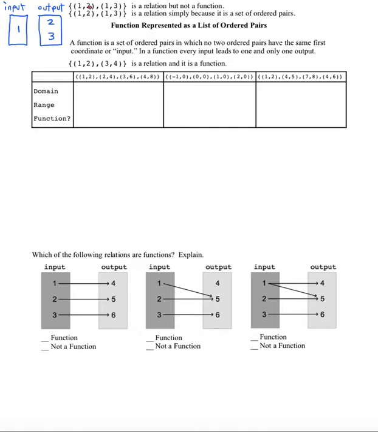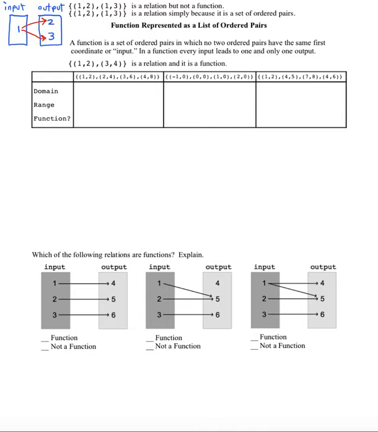Then, whenever a coordinate pair is listed together with an input and an output, we can draw that in the diagram with an arrow showing that 1 leads to 2 in that first pair, and 1 leads to 3 in the other pair, so we should draw that arrow too. This is a relation because the 1 has a relationship to 2, and 1 also has a relationship to 3.